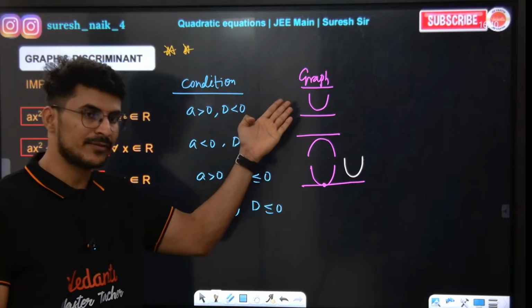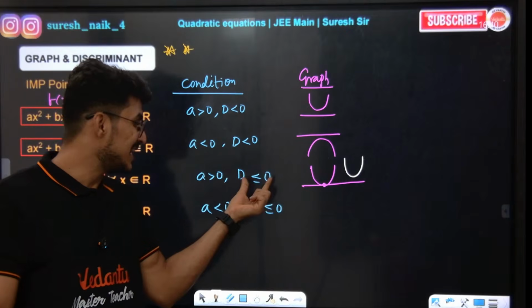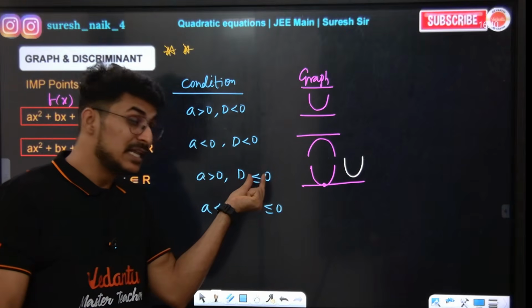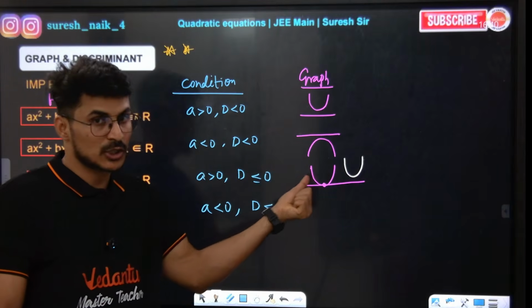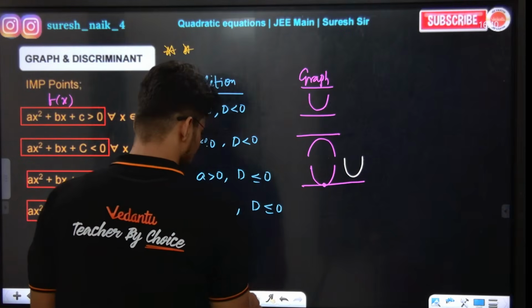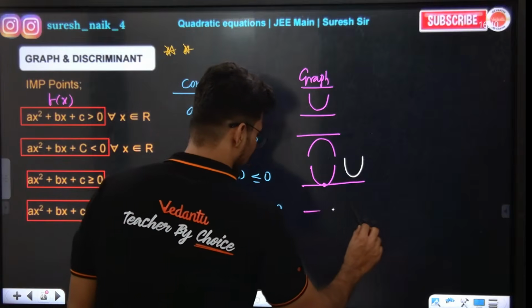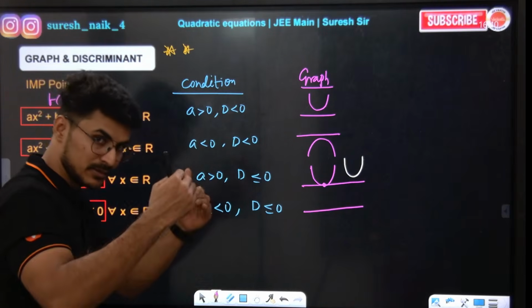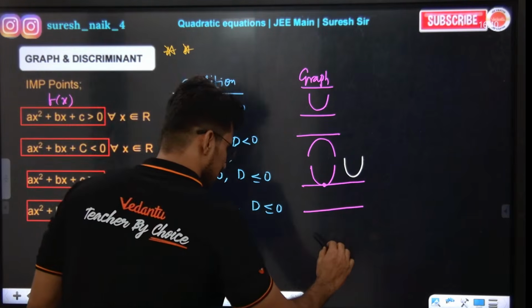A positive, upward graph. D less than 0 means what? D lesser than or equal to 0 means like this. So these are the two possibilities. Okay, so tell me, A less than 0 means how will the graph be? A less than 0 means what? Tell me. A less than 0 means, what did Suresh Sir say? Below the x-axis. Below the x-axis.